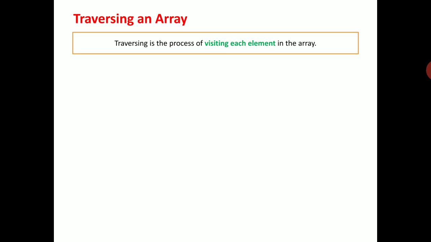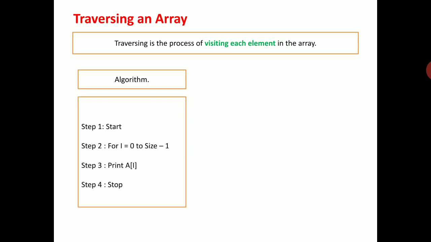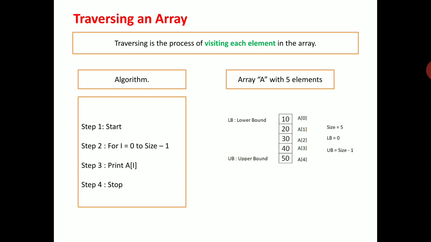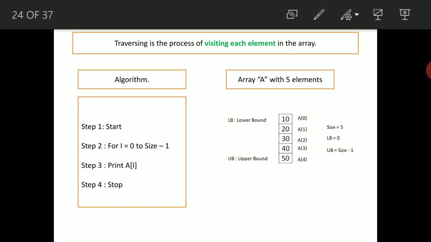The question arises here, what is traversing? As we know from the basics, traversing is the process of visiting each element. Then what is its algorithm? Its algorithm will be like this. Start. Then we have an array here. We'll start with a for loop. The for loop starts from 0, and where is it going to end? It is going to end at size minus 1. So if the value of i is 0, then we are going to print a of i, isn't it? Print a of i.